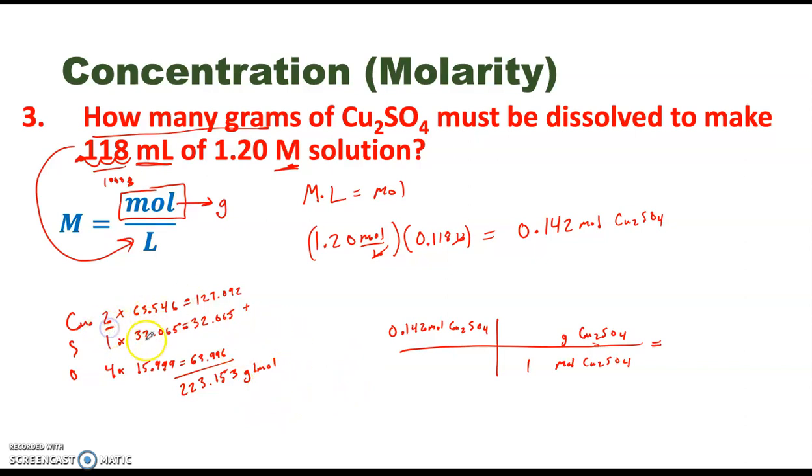One of the mistakes was I forgot to multiply this by 2. I forgot that the 2 was there. I think I added up wrong one time. So 1 mole of copper sulfate, Cu2SO4, has a mass of 223.